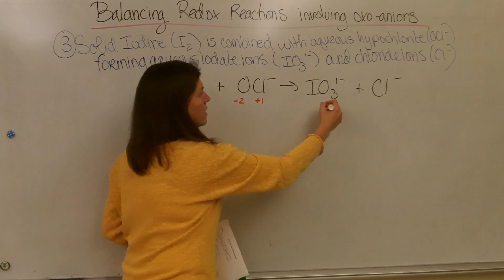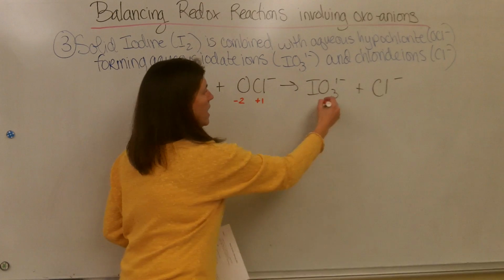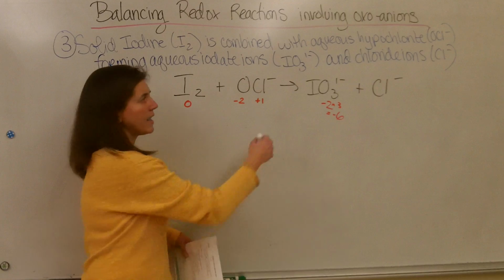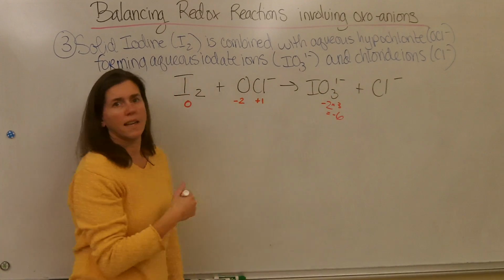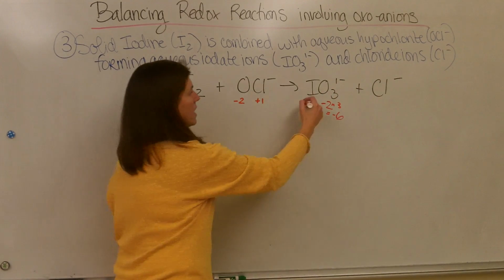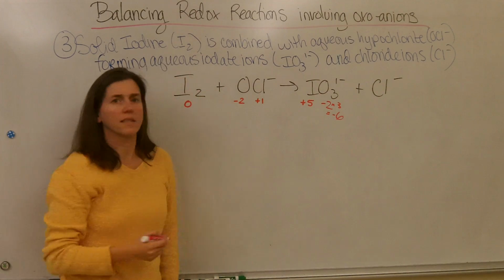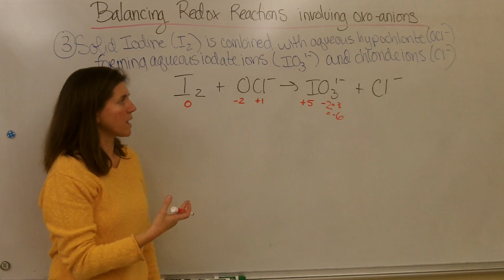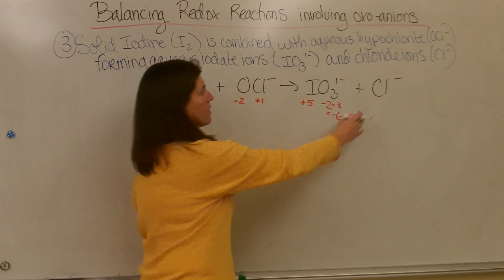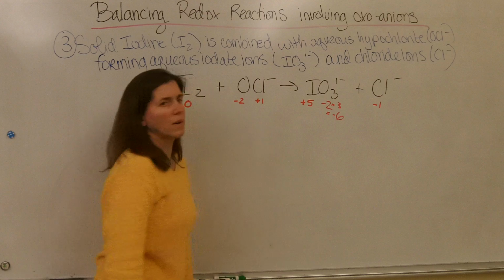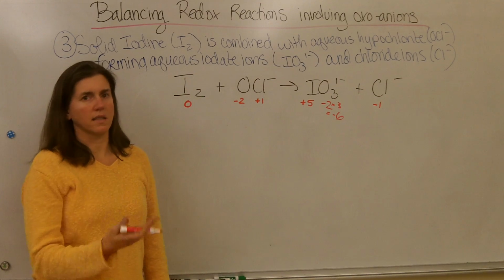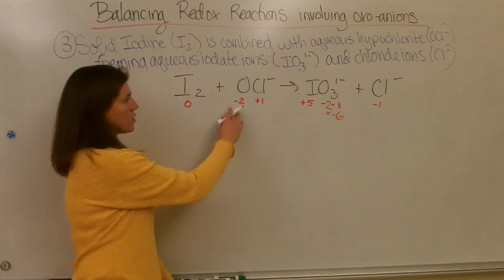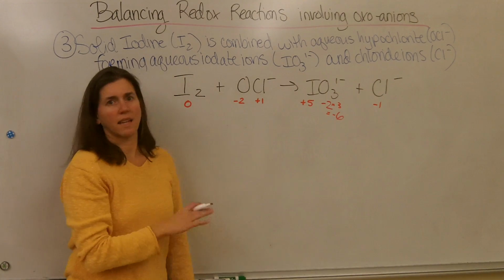Over here, again, I know that oxygen tends to be -2. There are 3 of them, so that means I've got 6 negatives total. I need my total charge to add up to -1. That leaves me with iodine having a +5 oxidation state in that polyatomic ion. And then here we've got monoatomic chloride ion, so its oxidation state is the same as its charge. So what we'll notice is oxygen's oxidation state is staying the same.